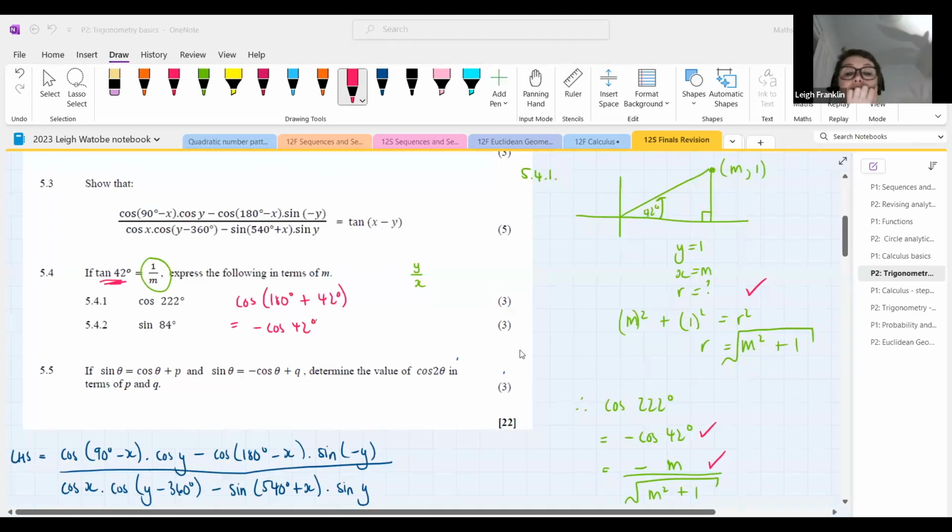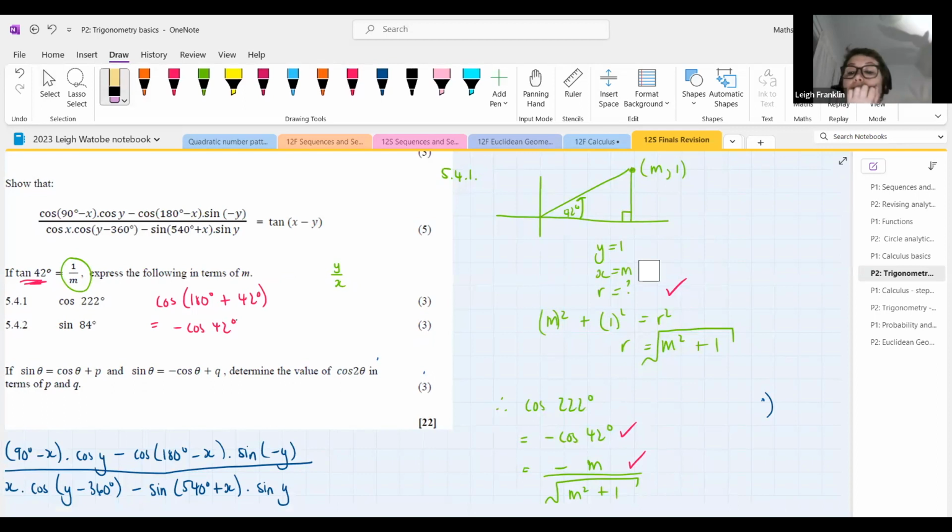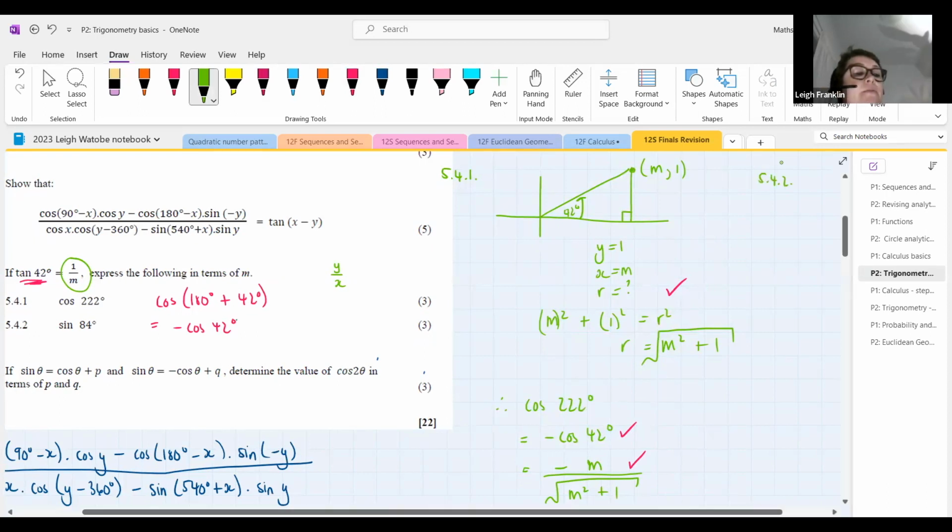All right. Okay, so the next question, I'm just going to scooch over here. Oh, sorry, that was a remnant from where we were writing earlier. Now we want to do 5.4.2. So the sine of 84. So what do you think we're doing here? The sine of 84.